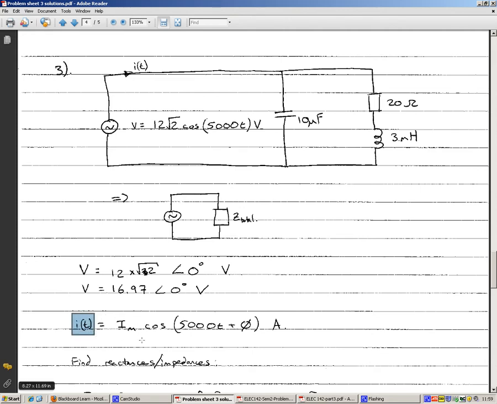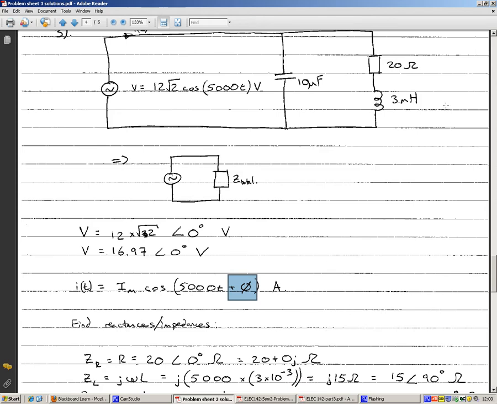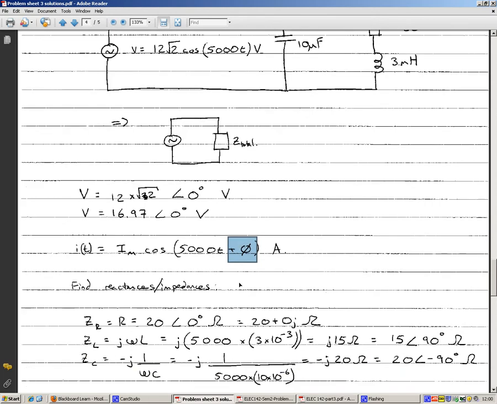Then we're going to write an expression for our current I of t, and we know this is a peak current, a cosine of 5000 t, which was the same as our voltage source, that's our value of omega, plus a phase shift phi, which we don't know what it is yet, and it's going to be in amps. So now we've done that basic work, let's go on and find the impedances of our components. So we've got three different components. We've got a resistor, an inductor, and a capacitor. So let's find the reactance, or to give it the proper name, the complex impedance of each component.